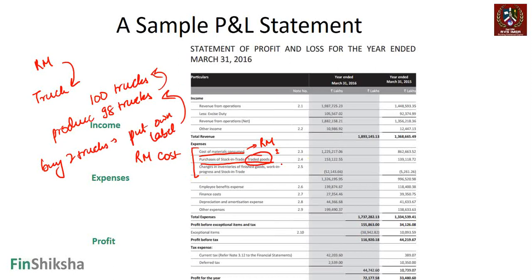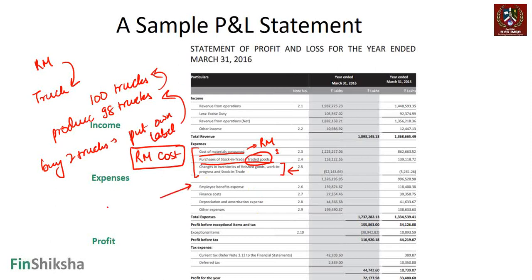And then there is a construct around changes to inventory of finished goods, work in progress, and stock in trade. We will discuss this specific item separately. For now, just assume this is a part of raw material cost. That's the assumption for now. We will discuss this exact number at a later part of this unit.